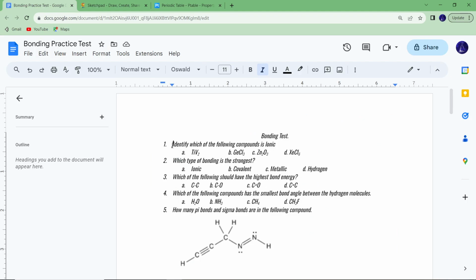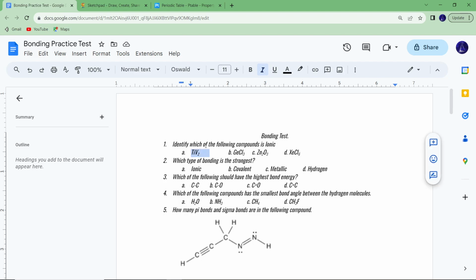So the very first question is wanting us to identify which one of these compounds is going to be ionic, okay? The way that we can test that is to take a look to see which one of these has a combo that includes a metal and a non-metal, and we're going to look for the one that has the most obvious example.